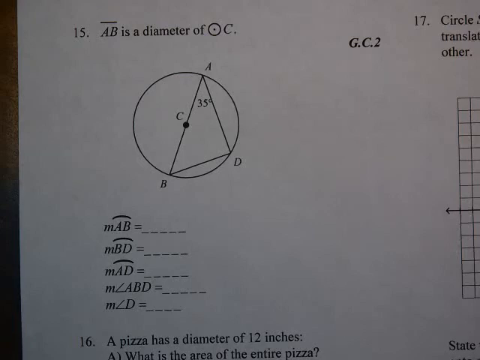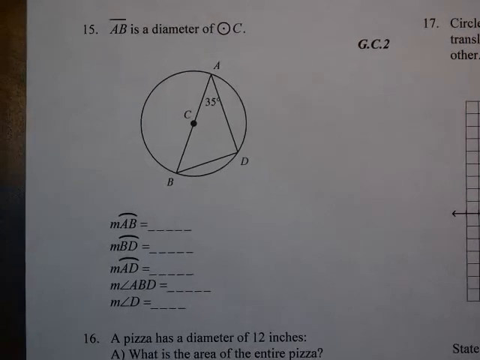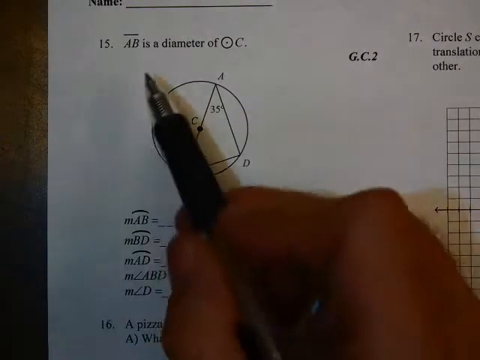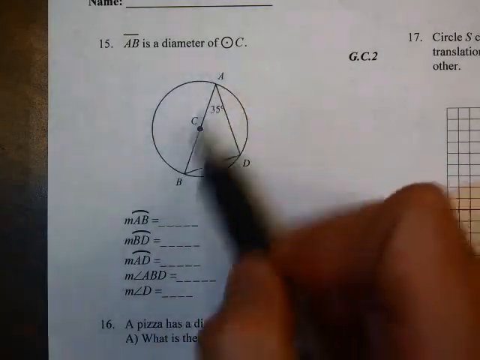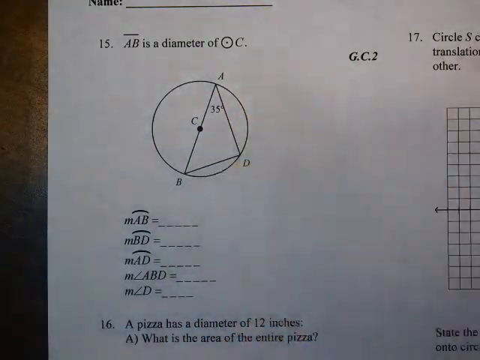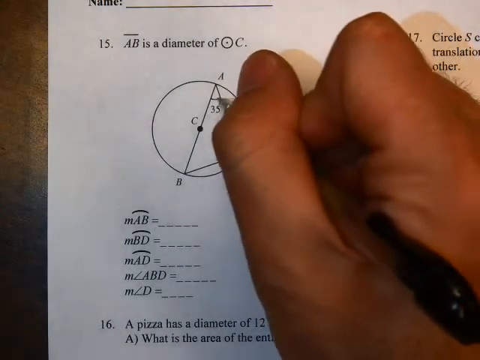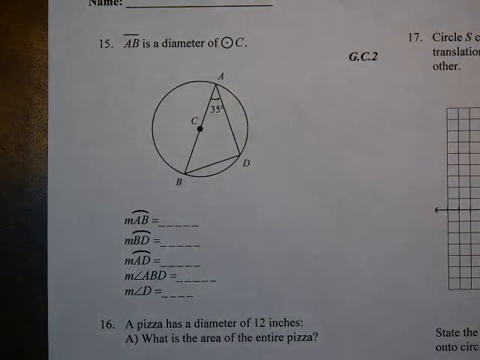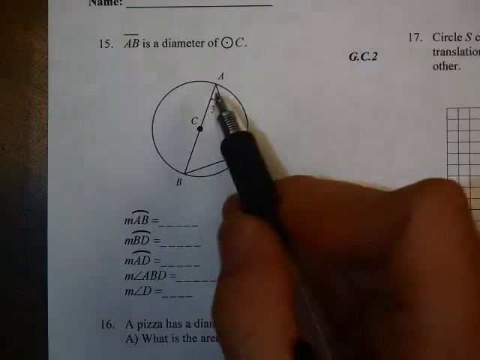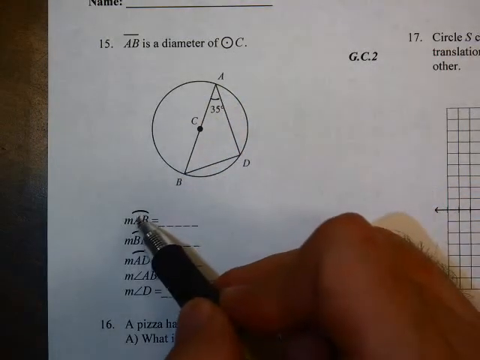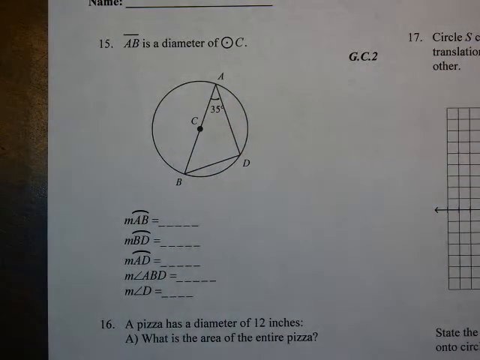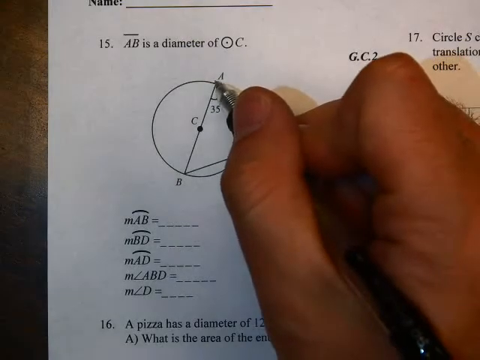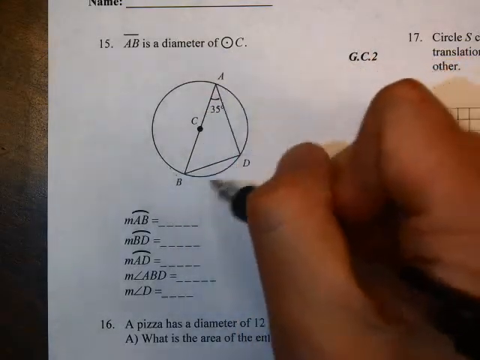Unit 6 review number 1, number 15, dealing with this circle where it tells you that AB is a diameter of circle C, and the only other thing we know is that this inscribed angle here at A is 35 degrees. Now the first thing they ask us to find is the measure of arc AB. Arc AB could actually go this direction or this direction.